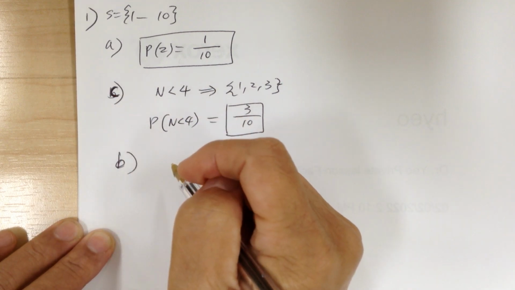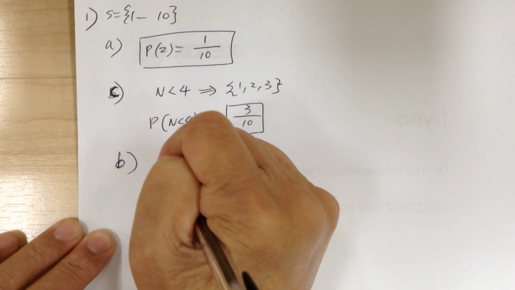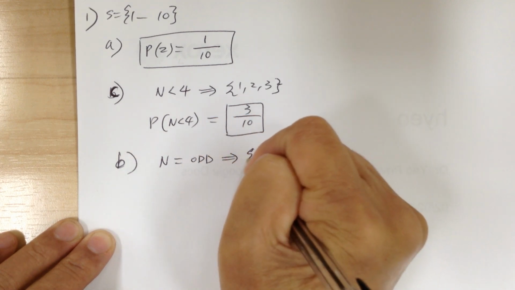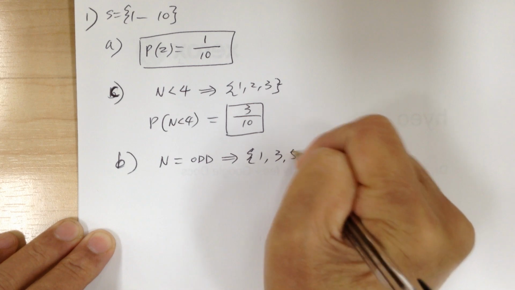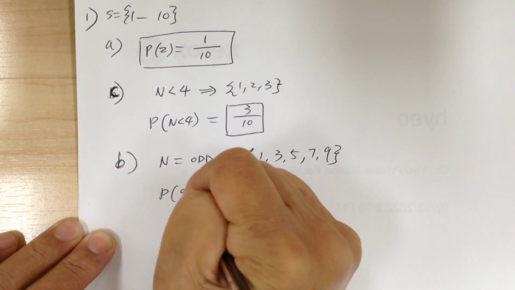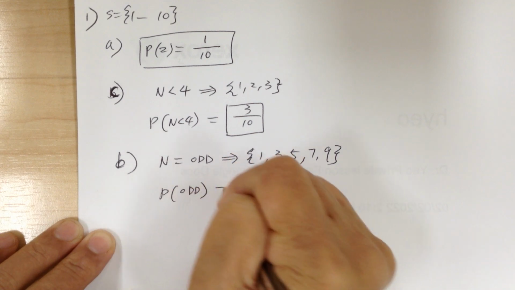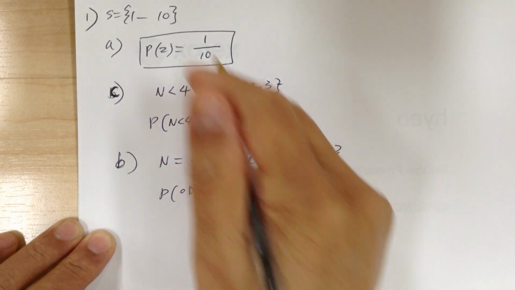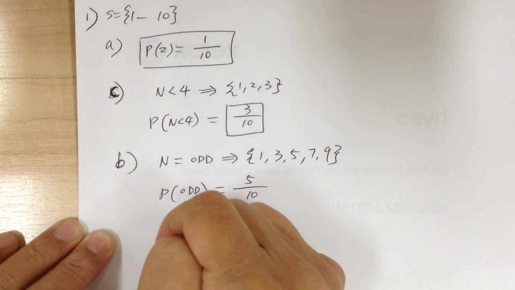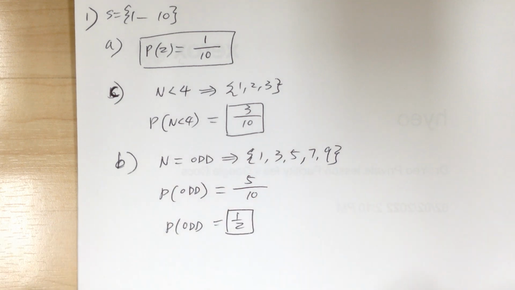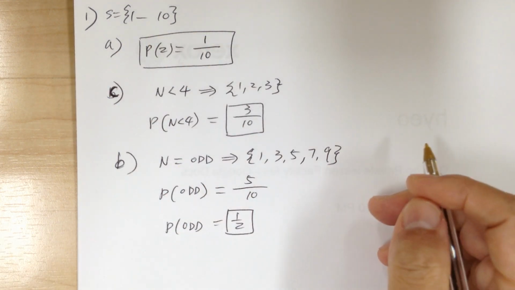So B, it is an odd number. So E equals odd number. That means you're going to get 1, 3, 5, 7, 9, right? So the probability of an odd number: 1, 2, 3, 4, 5. There will be 5, right? That's what you want, divided by the total 10. So the probability of getting an odd is equal to 1/2. So you got the B and the C reversed.